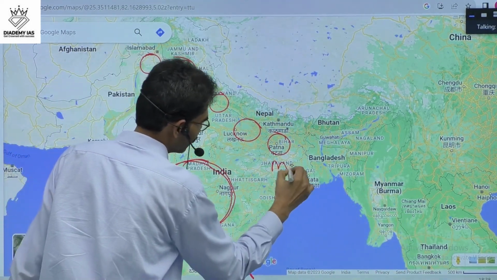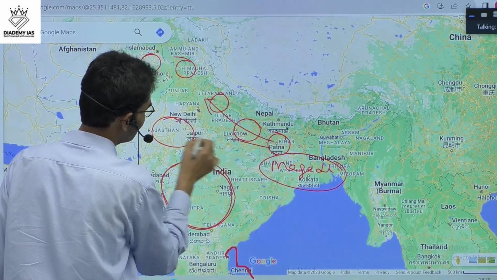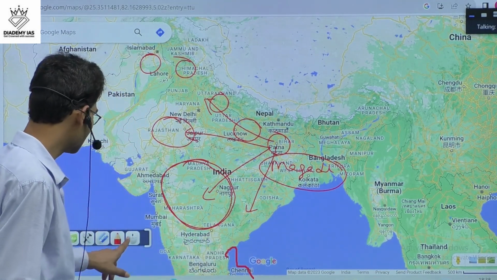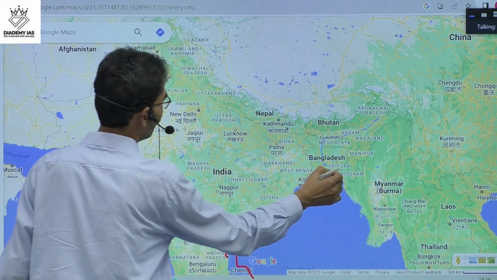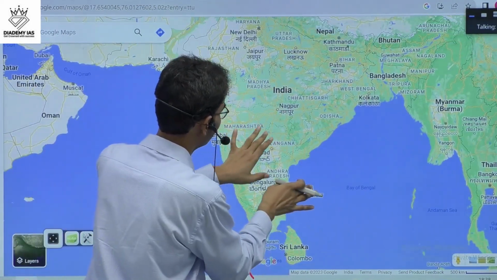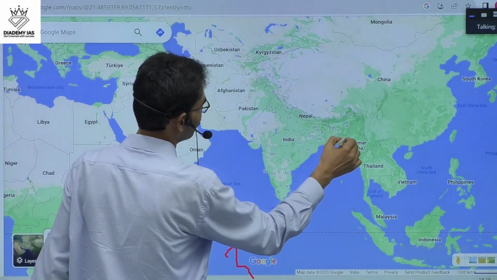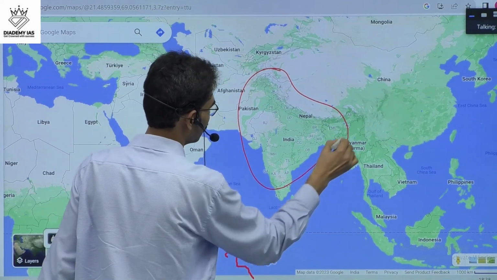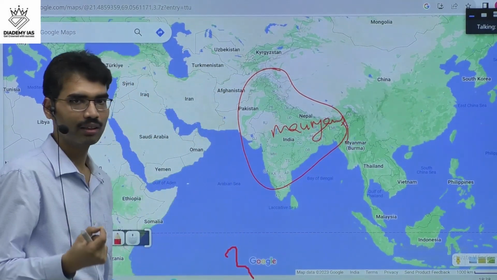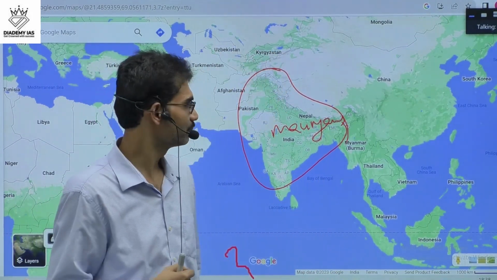And there was a kingdom called Magadha. They gradually expanded to all the direction, and after some time this entire land was covered by a different dynasty, and different dynasty we call Mauryans. Magadha was the territory name, Maurya was the dynasty name.